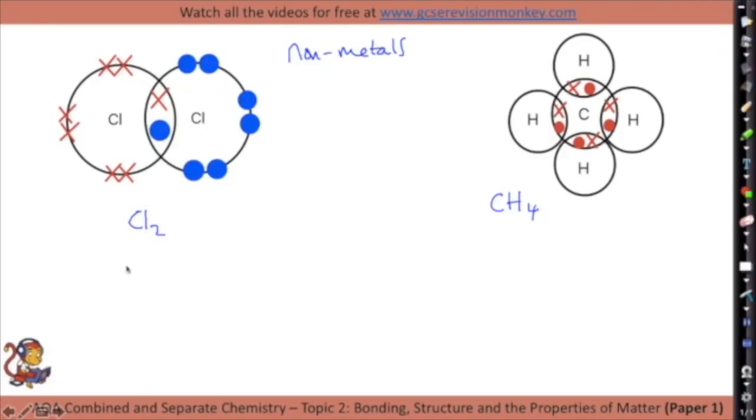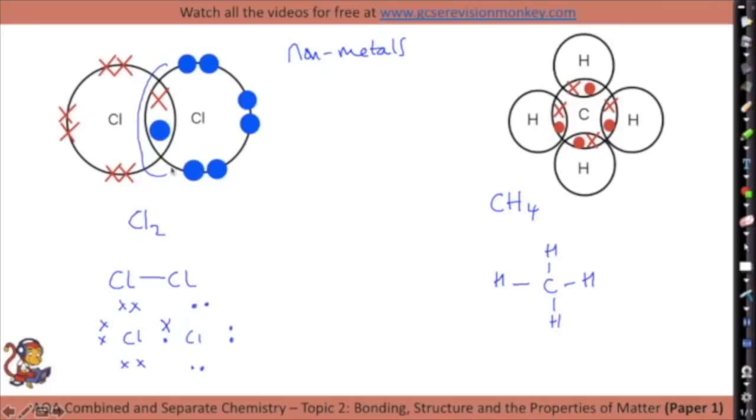We can draw this in other ways. We can draw the covalent bond simply as a straight line to show a covalent bond. So we can do that for both of them. And you may well see diagrams in this format. These lines show a covalent bond, or you can draw it without the energy shell, so you can just draw the electrons like so. And you may see it without the circles, and you can do the same for methane. But this is the covalent bond here, where they're sharing electrons.